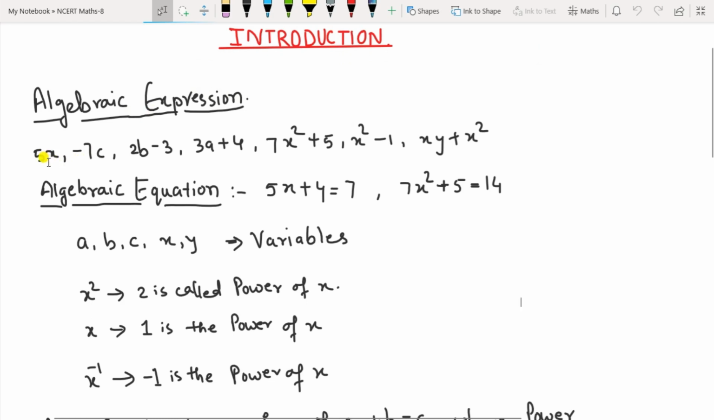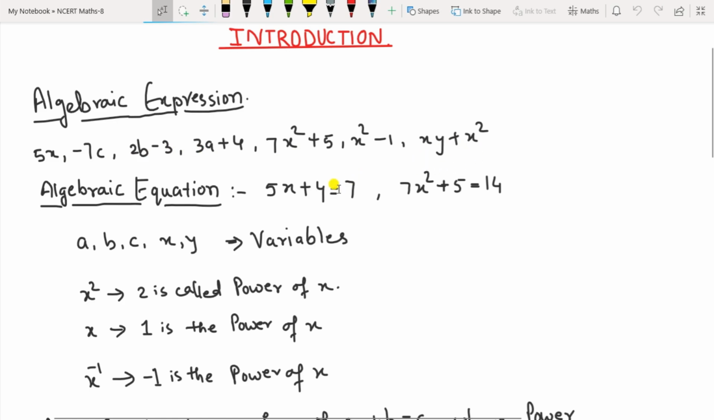What are algebraic expressions? Any number along with a variable, and its relation with other numbers, that total is called an algebraic expression. For example, 5x minus 7, 2b minus 3, 3a plus 4, 7x square plus 5. All these are called algebraic expressions.